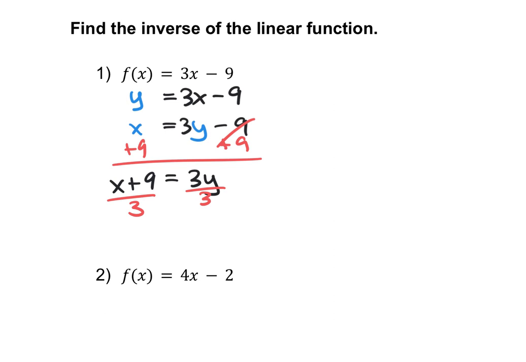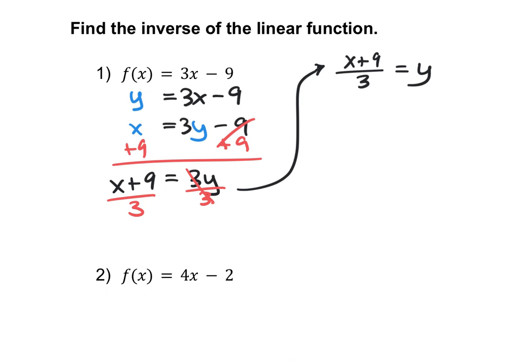Now, I can choose to leave it this way, or I can simplify it just a little bit further, okay? I'm going to go up here since I'm running out of space. x plus 9 over 3 equals y, right? Because my 3's canceled, I have my y by itself.